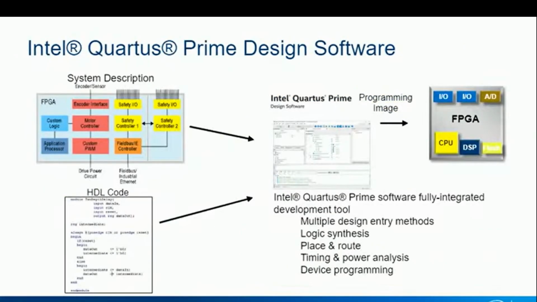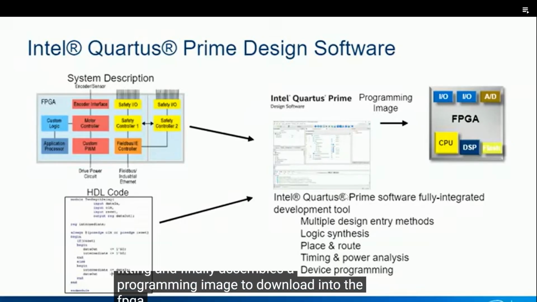Most FPGA designs are described in either the Verilog or VHDL hardware description languages. Intel's Quartus software synthesizes the design, which means translating the hardware description language into hardware, and then it runs place and route, or in FPGA terminology, fitting, and finally assembles a programming image to download into the FPGA.